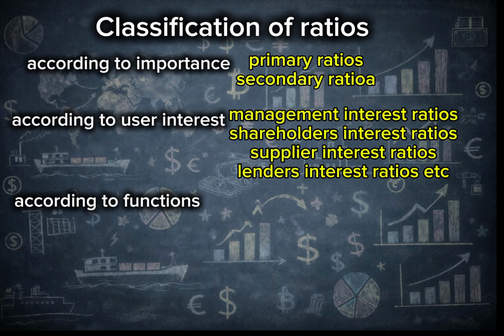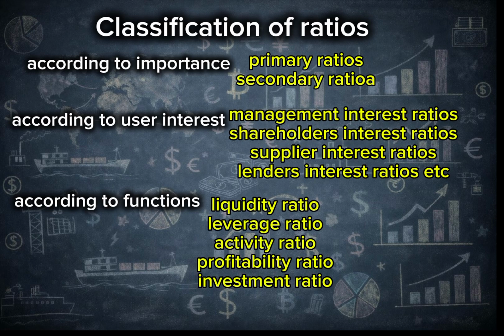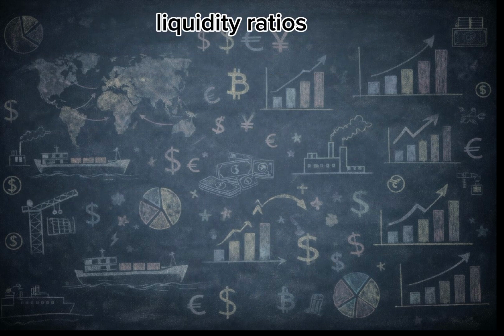Finally, we have the classification according to functions. This is the most popular and most acceptable form of classification. It is even called the fundamental classification of ratios. It breaks down ratios into different groups. We have the liquidity ratio, the leverage ratio, the activity ratio, the profitability ratios, and the investment ratios.